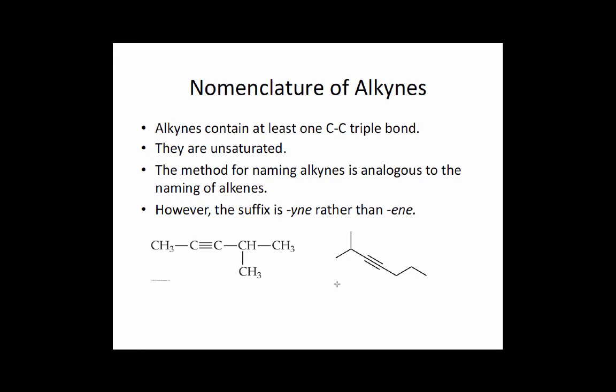So we'll identify the longest chain that includes the triple bond. In this molecule, 1, 2, 3, 4, 5 carbons. We'll start numbering it over here because that's closest to where the triple bond is. So this one would be 2-pentyne. And we need to talk about this substituent. It's a methyl group and it's on the 4th carbon, so that's 4-methyl-2-pentyne. I'll leave the other one for you guys to practice.